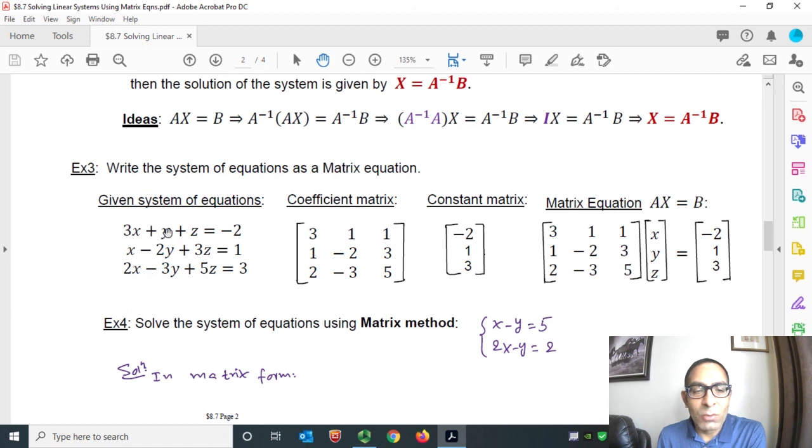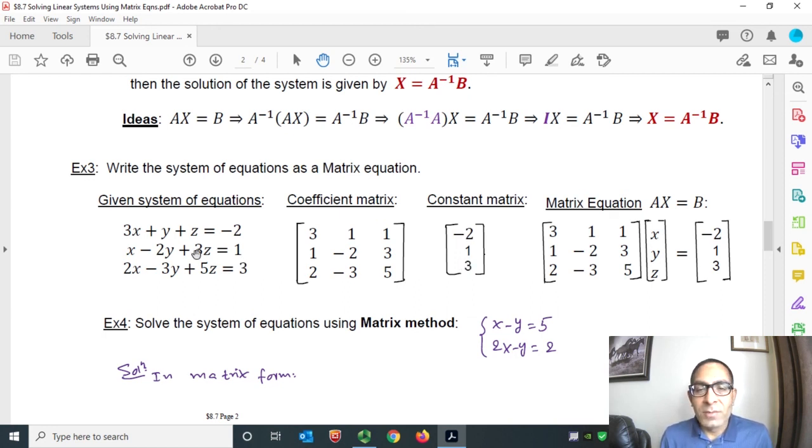Here's a 3, 1, 1. Next row, coming from the second equation, 1, minus 2, 3. Similarly, the third row in the coefficient matrix is constructed from the coefficients of the third equation here, which is 2, minus 3, and 5. So this matrix is the coefficient matrix. Similarly, construct the constant matrix. The constant matrix is the matrix of the right-hand side constants. So here is minus 2, 1, 3.